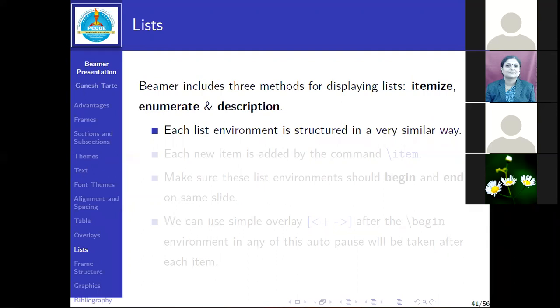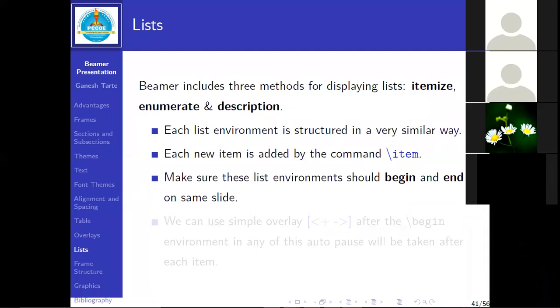Each list environment is structured in a very similar way, whether it is itemize, enumerate, or description. We already discussed it. Each new item is added by the command \item. Then, very important for a Beamer presentation, make sure this list environment begins and ends on the same slide. Whenever you start the listing command, it ends on the same slide only, otherwise it generates an error.